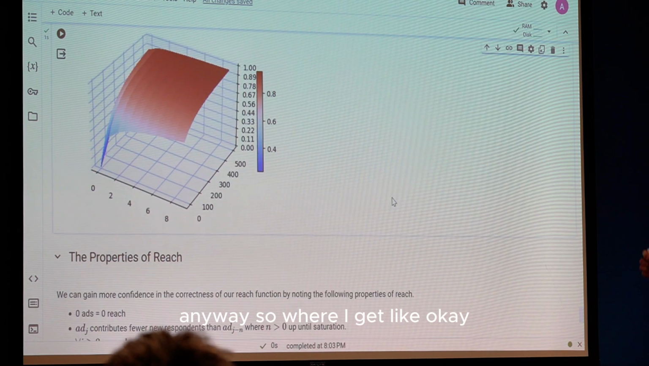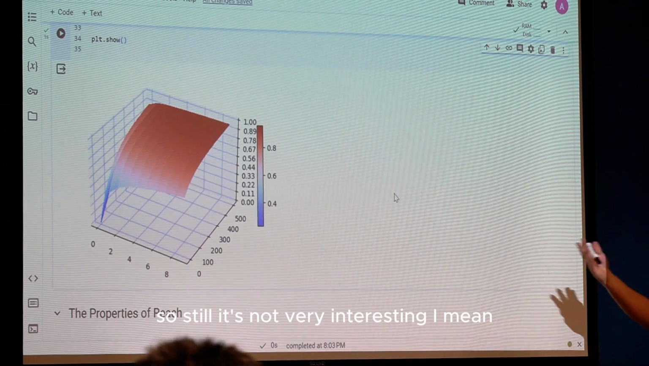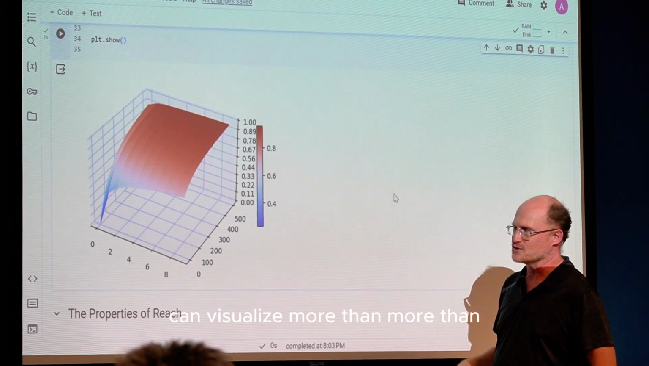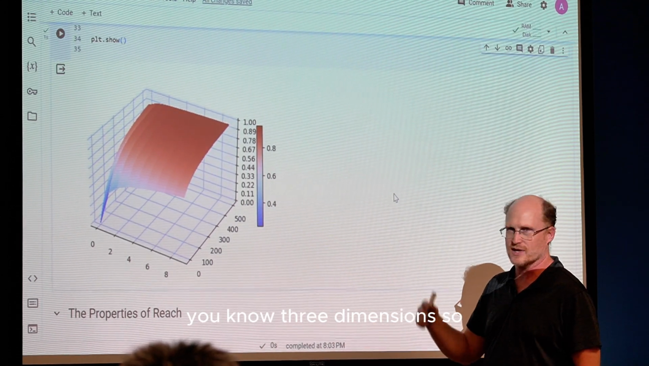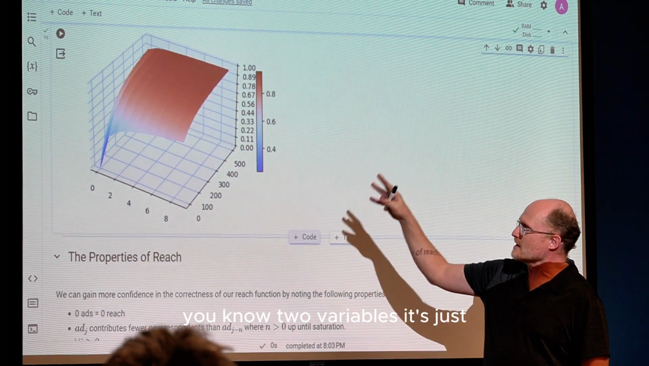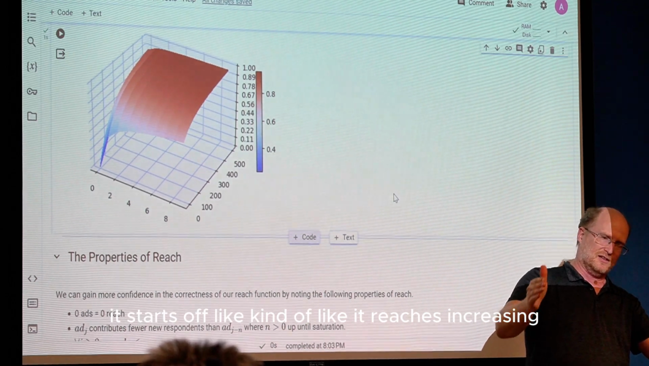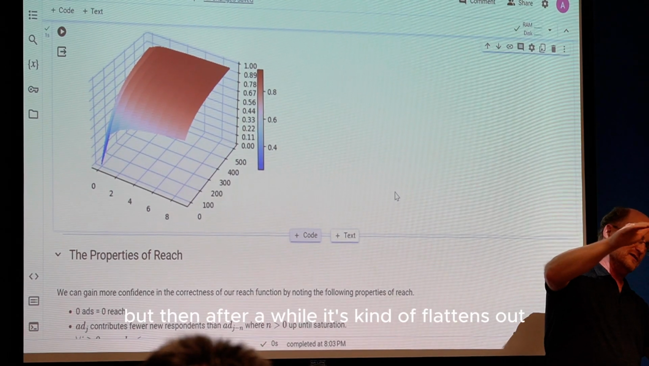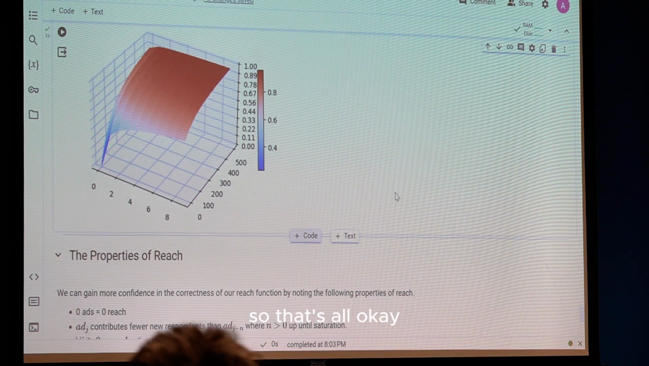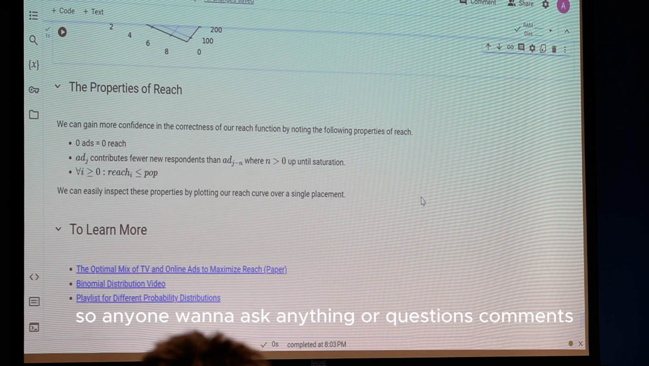Anyway, this is a reach curve where you have two variables, so it's not very interesting. I mean, we all need an upgrade to our visual cortex because none of us can visualize more than 3 dimensions. I plotted this just to show that it starts off increasing, but after a while it just flattens out. So that's all. Okay, does anyone want to ask anything, or have questions, comments?